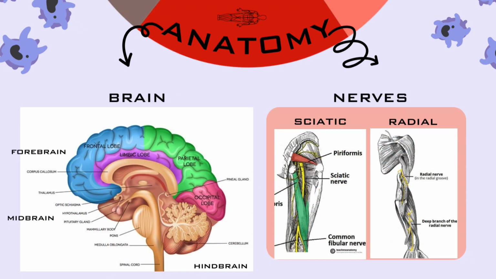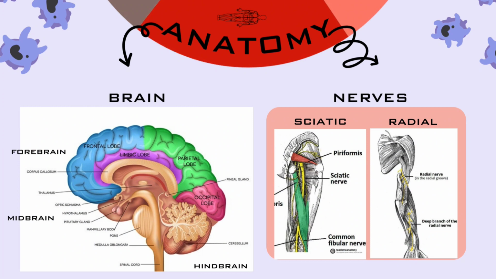So this is what the brain looks like. The brain is divided into three parts: the forebrain, the midbrain, and the hindbrain. The forebrain is the largest, which consists primarily of the cerebrum. So in the cerebrum, there are four lobes: frontal lobes, limbic lobe, parietal lobe, and occipital lobes. All of these lobes will divide into more sections.